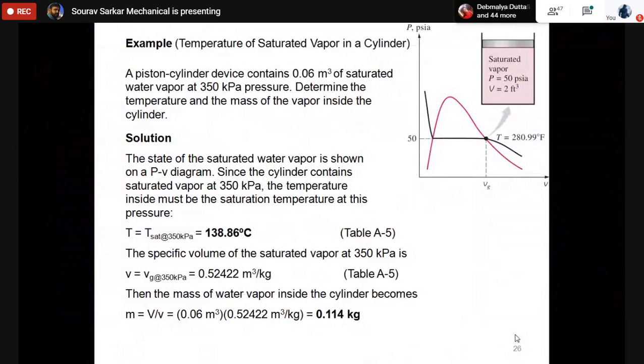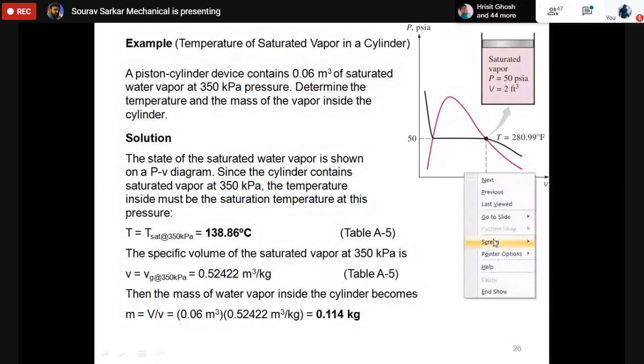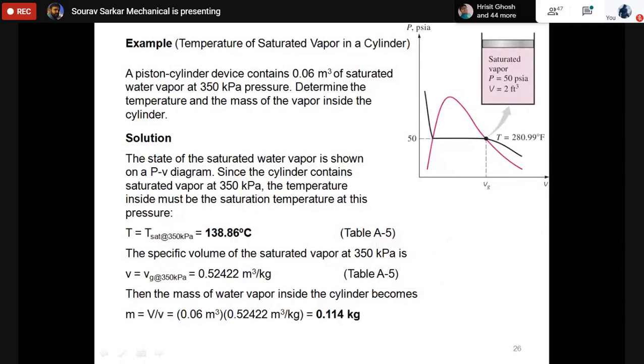If you see this example, a piston cylinder device contains 0.06 meter cube of saturated water vapor. So the first point is important: it contains 0.06 meter cube saturated water vapor, so it is on the right side of the line, at 350 kPa pressure. Determine the temperature and the mass of the vapor inside the cylinder. So I know that it is saturated vapor. If I know it is a saturated vapor and know the pressure, can we find out the saturation temperature?